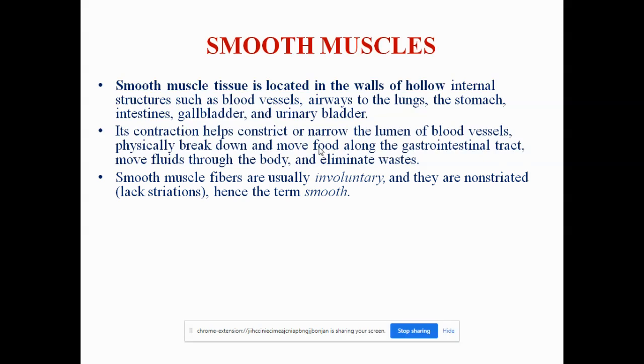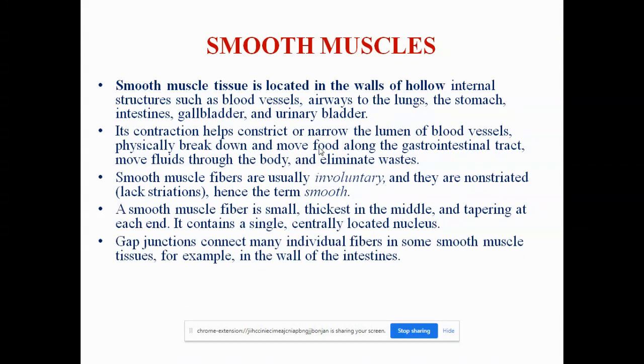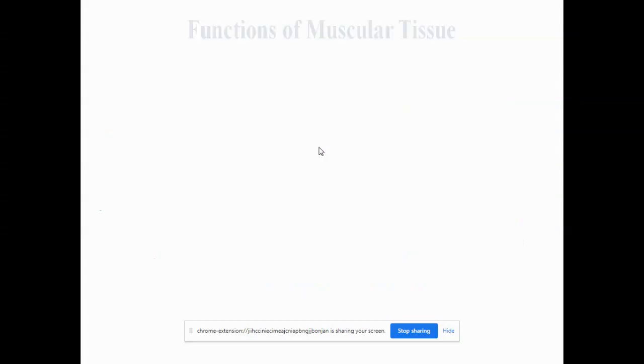Smooth muscle fibers are also under involuntary control. They are not under our voluntary control. They are non-striated and hence the name smooth. The smooth muscle fiber is small, thickest in the middle, and tapering at each end. It contains a centrally located nucleus. Gap junctions are also present here, which connect many individual fibers in some smooth muscles.